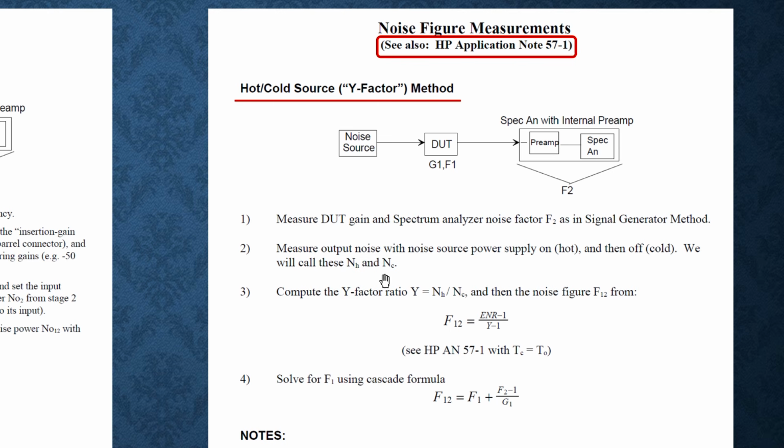And you get the noise power measurements from the spectrum analyzer in each case. One is N_H, hot, the other is N_C, noise cold. And then you go through this calculation. And if you want to know the reason for this, then go pull application note 57-1. But let me tell you roughly what it says.